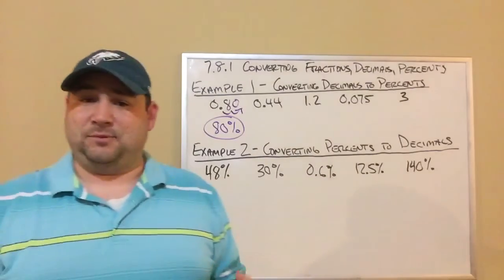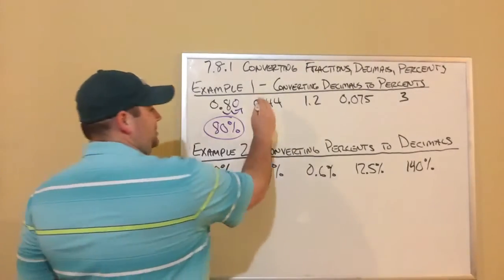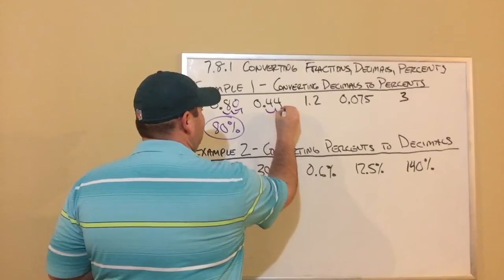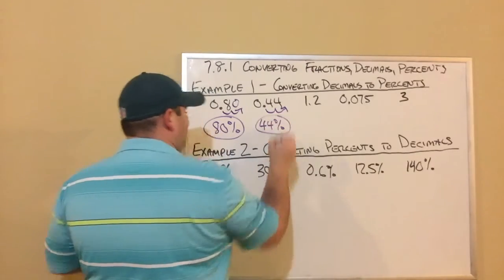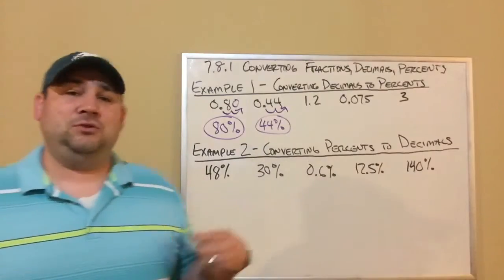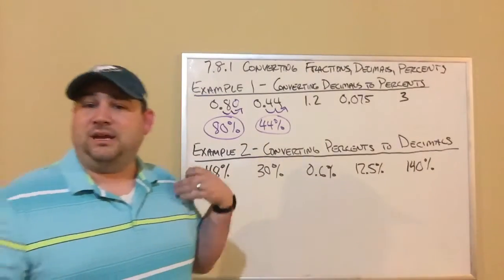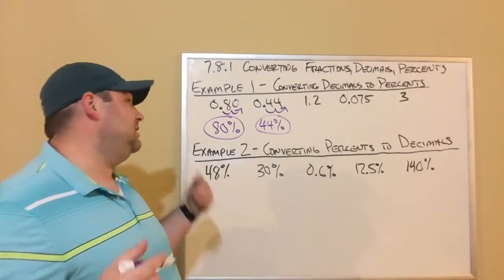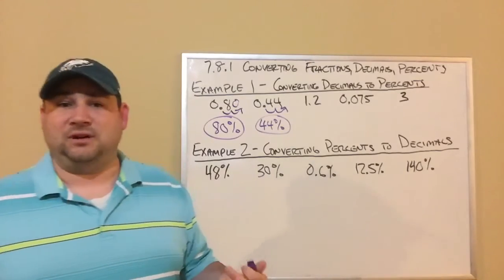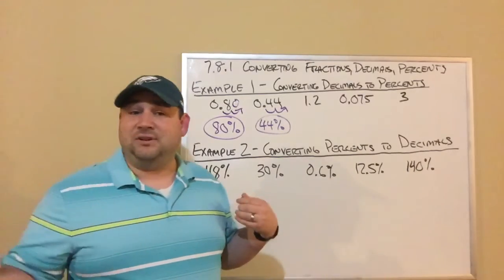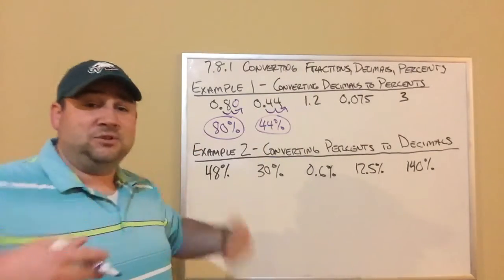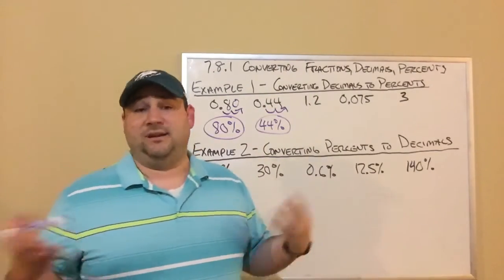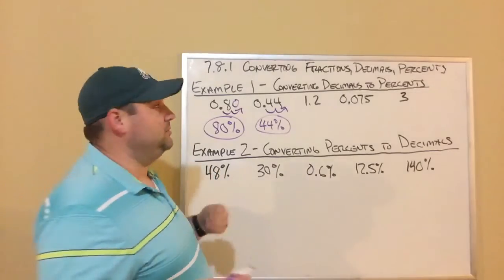0.8 becomes 80%. Same thing with 0.44. I move it 2 to the right. It's now 44%. And if you've ever noticed, let's say you're trying to figure out your grade on a test or a quiz. Let's say you got 11 out of 25 on a quiz. In your calculator, if you did 11 divided by 25, you're going to get 0.44. And then you move your decimal 2 places, it's like, oh, I got a 44%, I failed. So hopefully you don't get 11 out of 25.